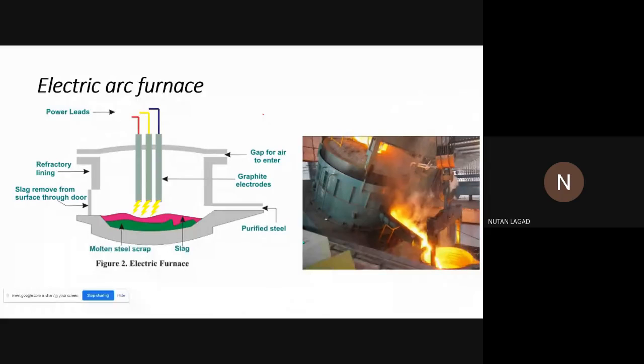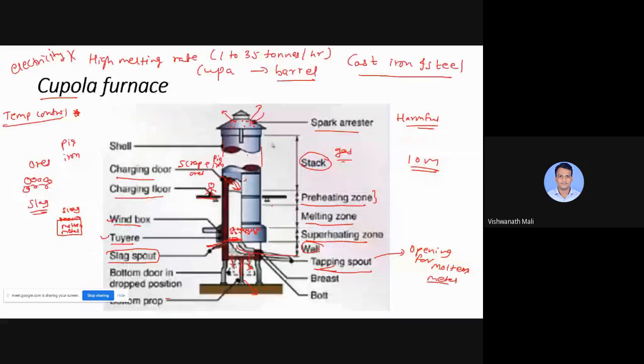Excuse me, sir. What if we increase the temperature beyond the pouring temperature? Beyond the pouring temperature, it will start to evaporate, because if you see the composition of cast iron, or if you want to form an alloy, some alloys have a lower melting temperature. So if you increase the temperature beyond the pouring temperature, it may start to evaporate. Okay, so that is the problem.